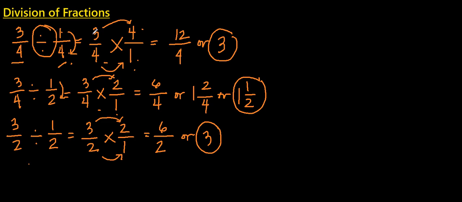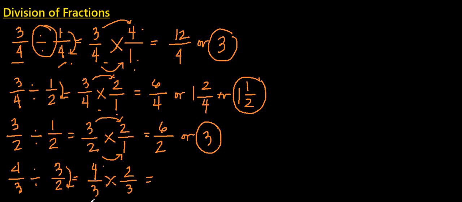Let's try another example. We have 4/3 divided by 3/2. Both are improper fractions, but regardless, we still use the same method. So copy the first fraction, 4/3, reciprocate the second fraction, 2/3, change it to multiplication, then multiply. 4 times 2 is 8, 3 times 3 is 9. So this is the final answer.